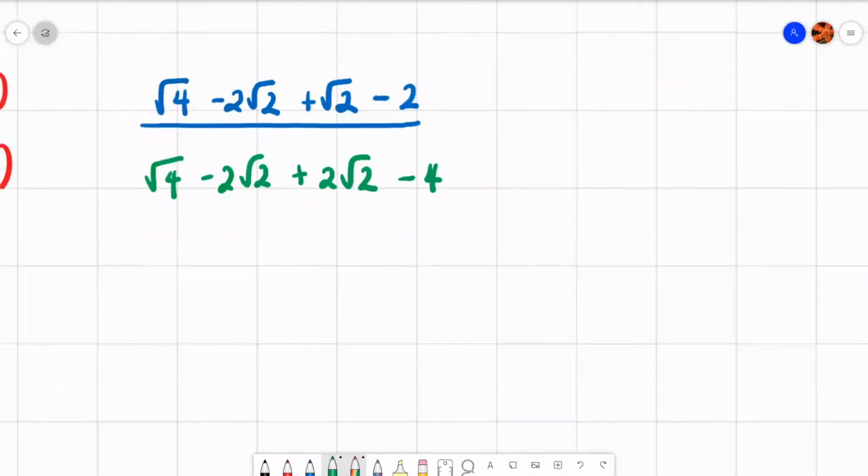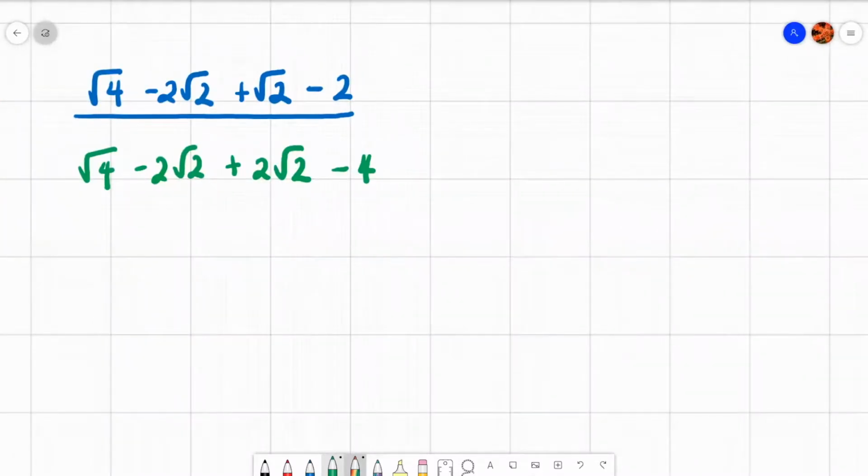Right, what we need to do now is simplify this. So square root of 4 is just 2. We've got minus 2 root 2, add another root 2. That becomes minus 1 root 2. We can write the 1 down if you want to, you don't have to. And then we've got minus 2.